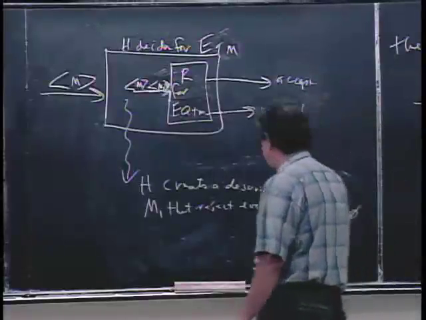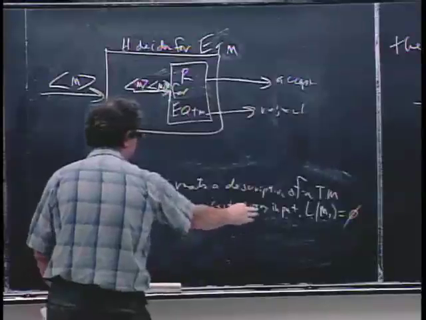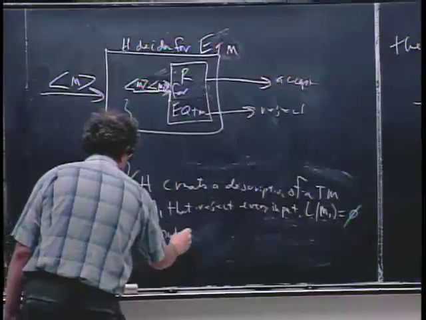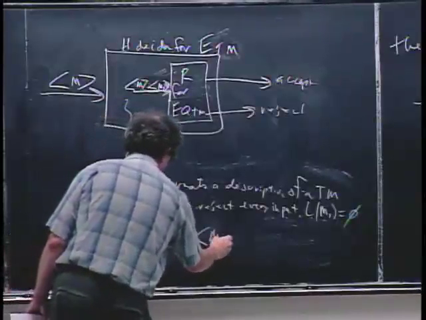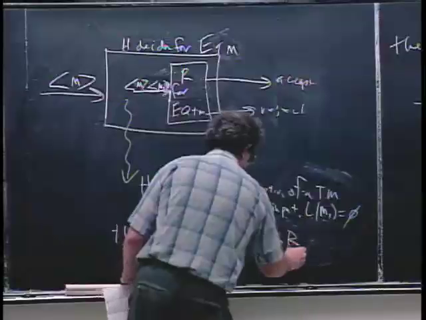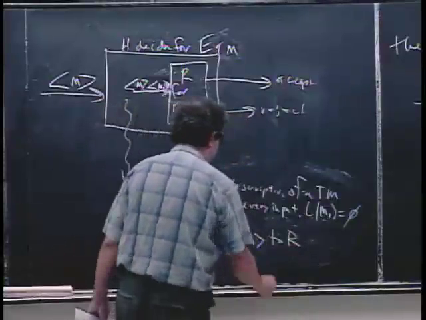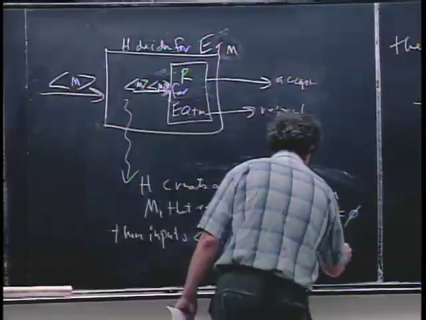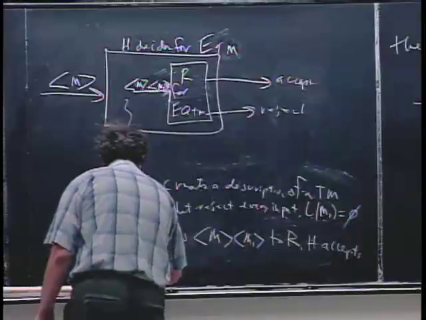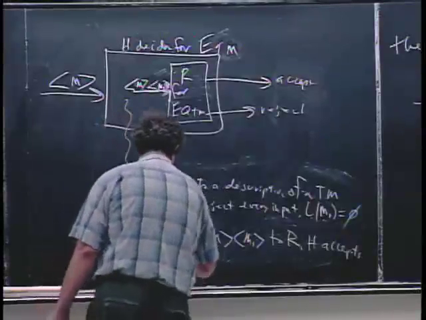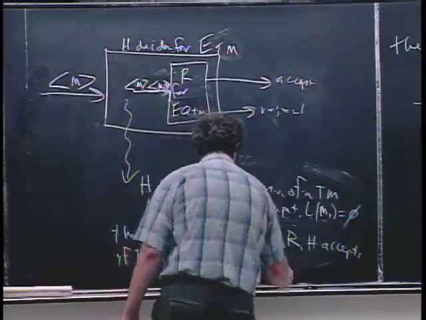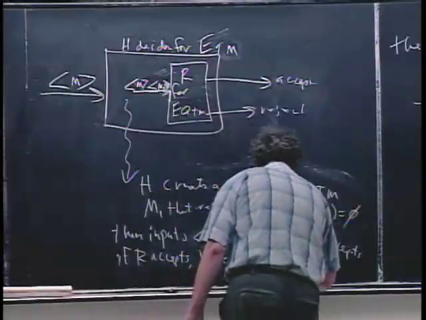Okay? H creates a description of Turing machine M1 that rejects, and then inputs M, M1 to R. H accepts if R accepts, rejects if R rejects. Okay.